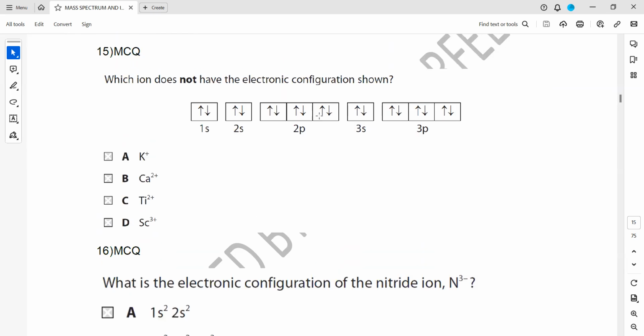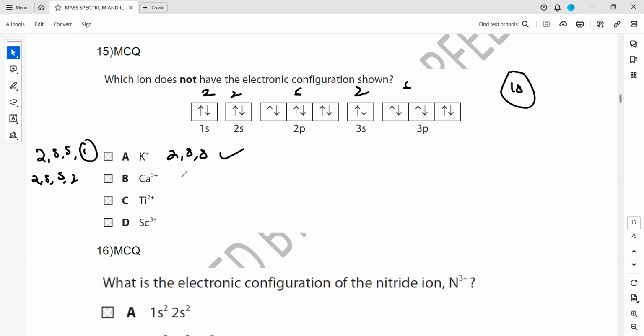Which ion does not have the electronic configuration as shown? Like 2, 4, 6, 8, 10. The total, like this is 2, 2, 6, 2, 6, so that means 18. Potassium atom is 2,8,8,1. When it loses an electron, the configuration will be 2,8,8, so it will be 18. For calcium, it is 2,8,8,2. When it loses electrons, it will be 2,8,8.